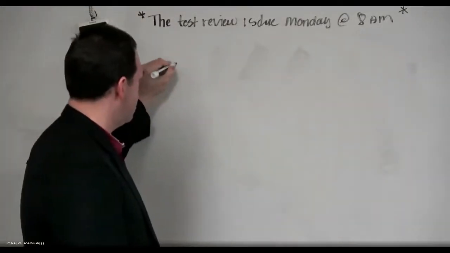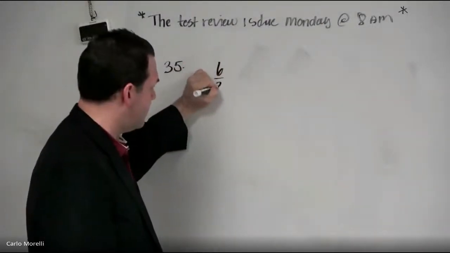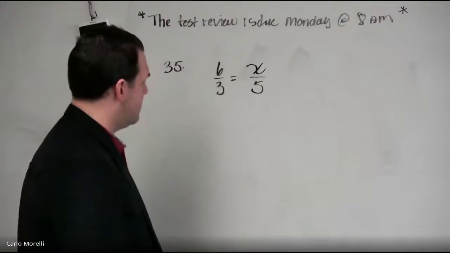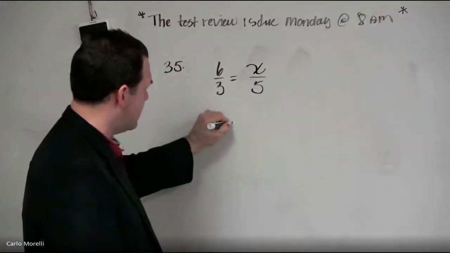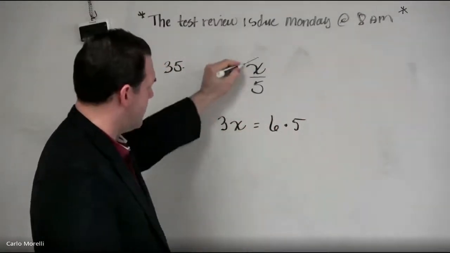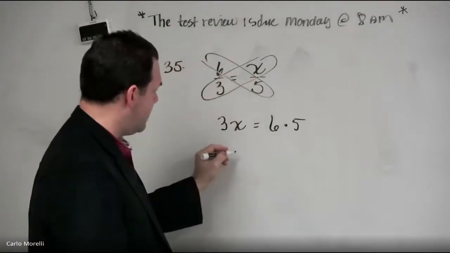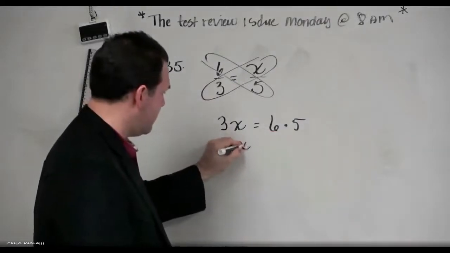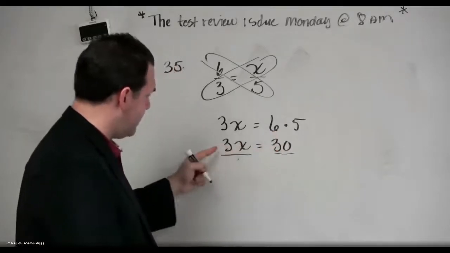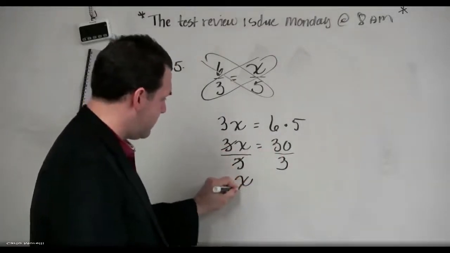So this is going to be number 35. We have to write it down. 6 over 3 equals x over 5. Okay, so that means that 3x equals 6 times 5. This is what people mean by butterfly. And then 6 times 5 is 30, so 3x equals 30. We divide both sides by the coefficient of the x variable, 3. We get x equals 10.